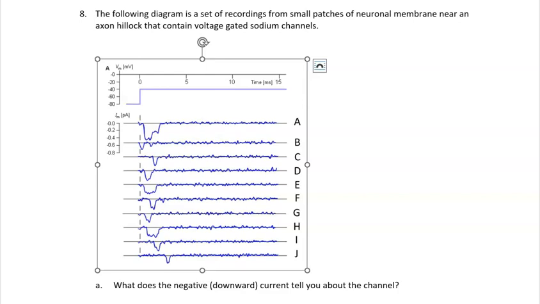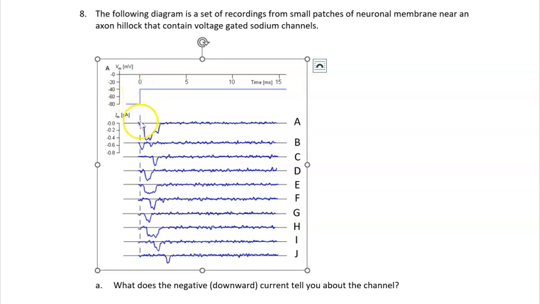So in this problem, what's going on is basically you've taken a small patch of membrane near the axon hillock, which is going to contain voltage gated sodium channels. In this case, they've done 10 different patches of membrane, A, B, C, D, E, F, G, H, I, and J. And what they've done to those membranes is they've gone to the voltage membrane potential, and they've changed it from minus 80 to minus 40.